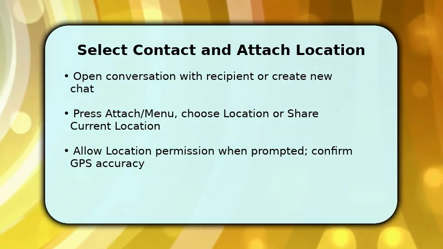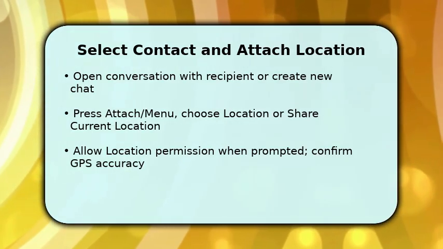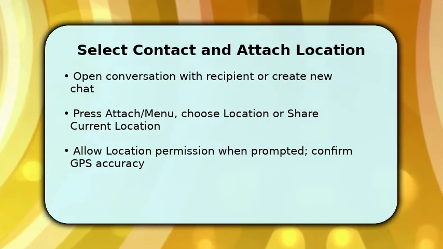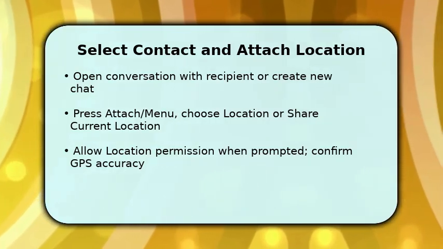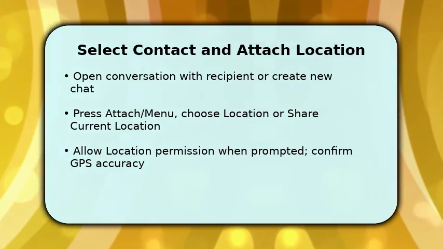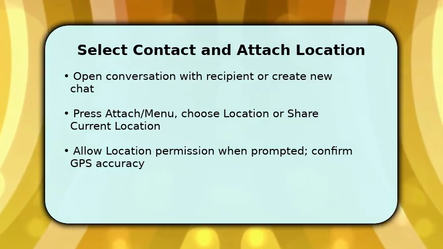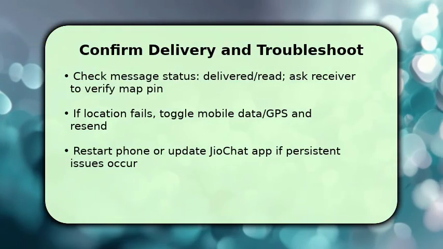Wait a few seconds for the device to get a precise fix. Higher accuracy matters, so the other person sees the right spot. Then tap Send or Share. You should see a map preview confirming the location was included in the message. Finish by confirming the message status, delivered or read, and ask the receiver to verify the map pin.